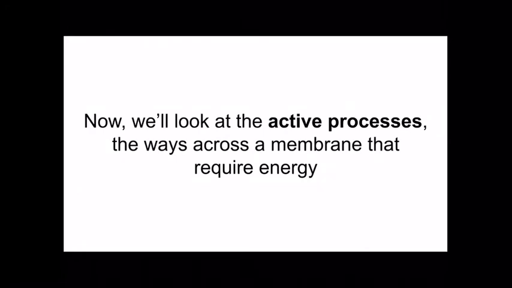So let's go on and take a look at the active processes. When we need to use energy to get something across the cell membrane, we typically need it because we are pushing something against the concentration gradient. In other words, we're taking an ion or some substance in the cell and moving it in a direction where there already is a high concentration of it, which is not a natural direction that it would want to go.